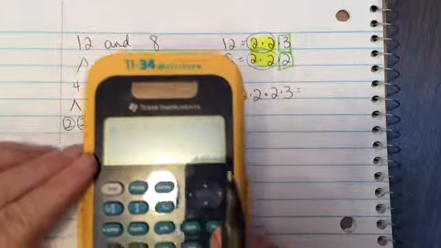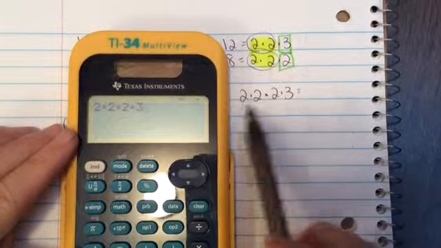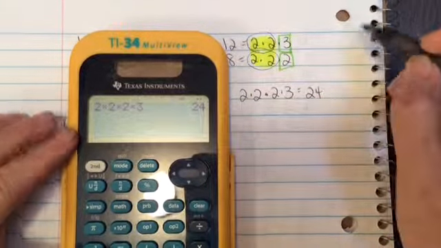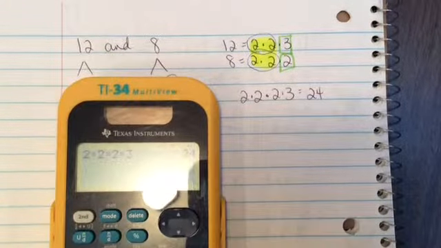So if I take 2 times 2 times 2 times 3, which is what we have here, and hit enter, the least common multiple between 12 and 8 is 24.